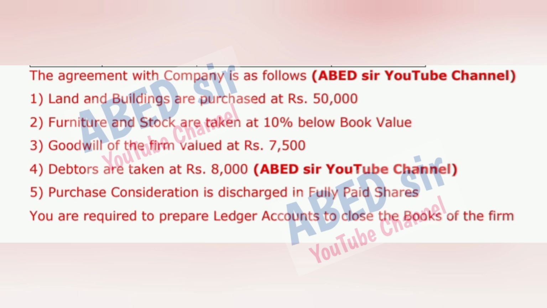1. Land and buildings are purchased at 50,000 rupees. 2. Furniture and stock are taken at 10% below book value. 3. Goodwill of the firm valued at 7,500 rupees. 4. Debtors are taken at 8,000 rupees. 5. Purchase consideration is discharged in fully paid shares. You are required to prepare ledger accounts to close the books of the firm.